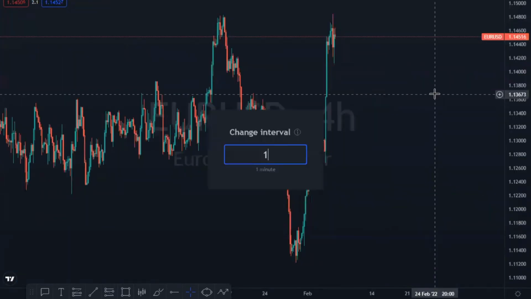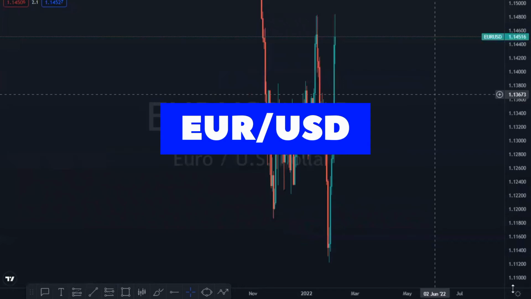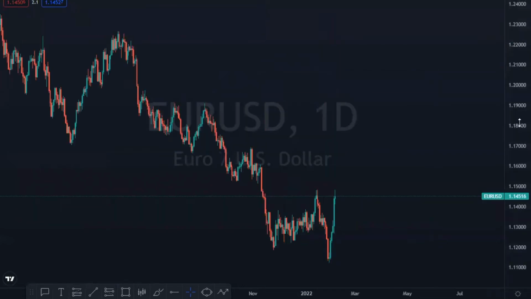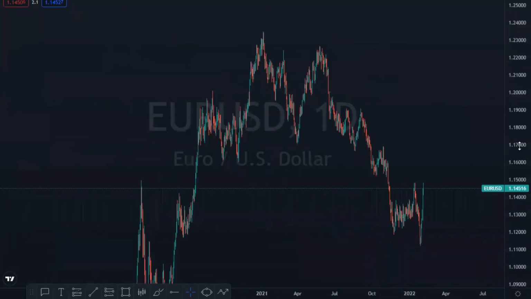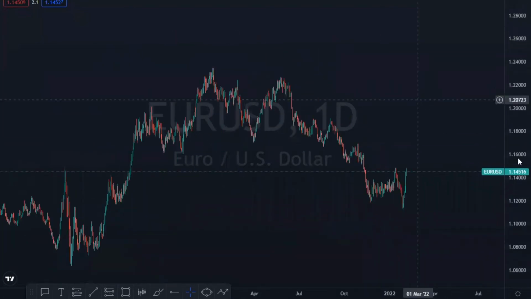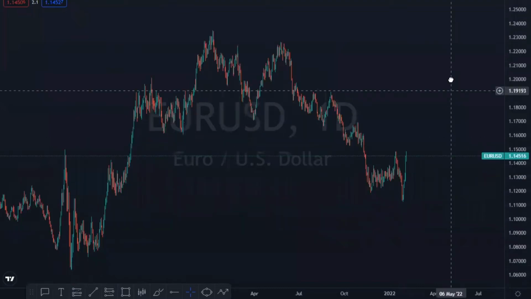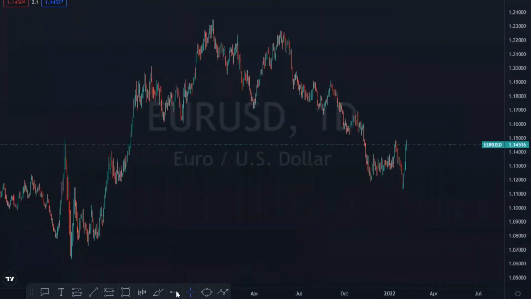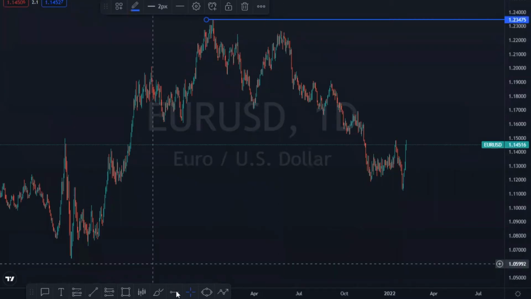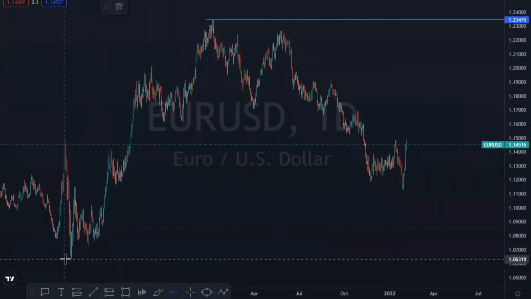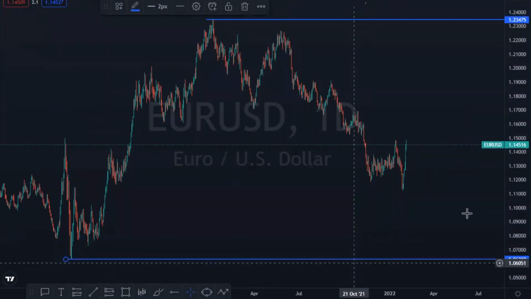The next pair that we have is Euro USD. Like I said, normally when we start analyzing, we start from a higher time frame going down to a smaller time frame. So on my Euro USD, I'm going to identify my daily resistance, and I'm also going to identify my daily support.